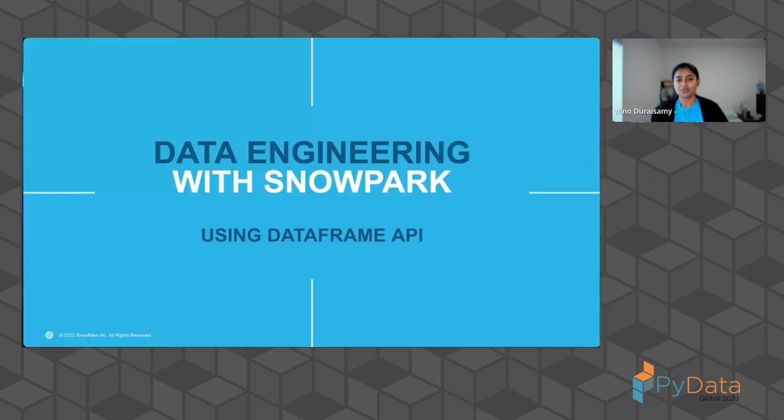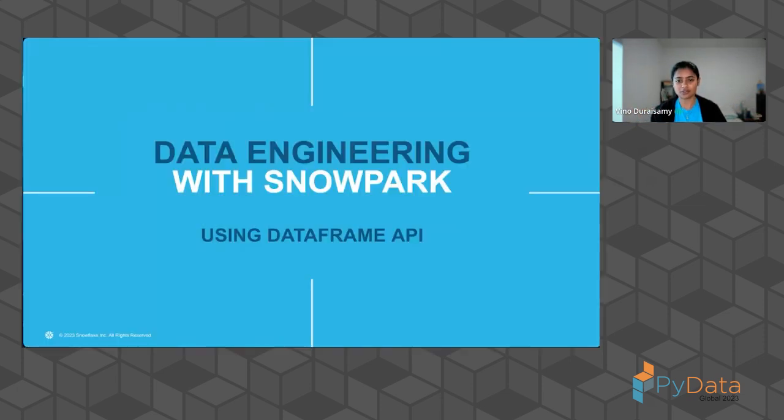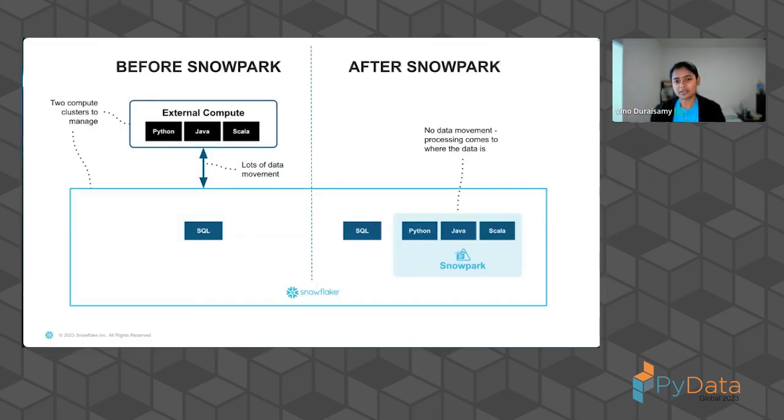Okay, so now if we go back to our challenges, the data silos and different teams working with different copies of data was one of the biggest challenges. And we solved that by bringing the compute and the Python, Java, Scala code to the data instead of moving the data around. And now, all right, the data silo problem is solved.